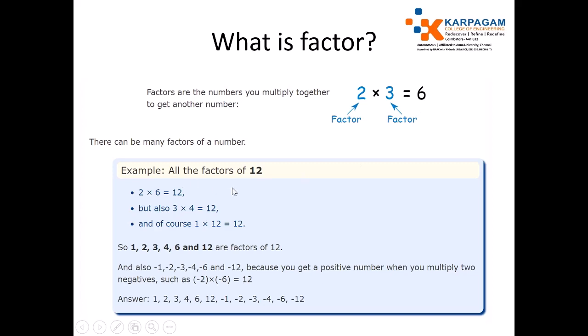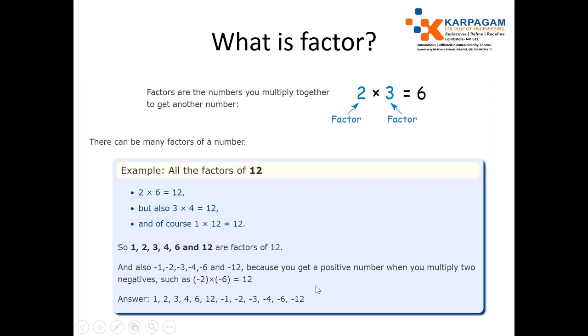For example, if you wish to list all factors of 12, the factors are 1, 2, 3, 4, 6 and 12. If you wish to find the second largest factor, it will be 6. The third largest factor will be 4. Also for negative values, minus 1, minus 2, minus 3, minus 4, minus 6 and minus 12 are also factors for the negative value.